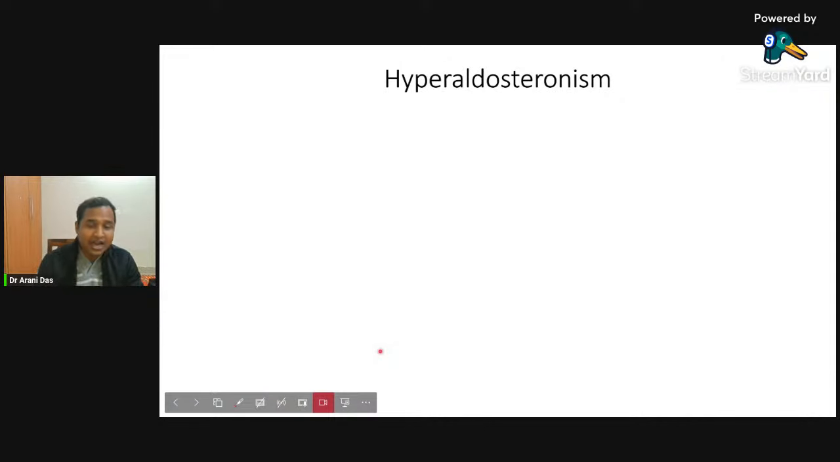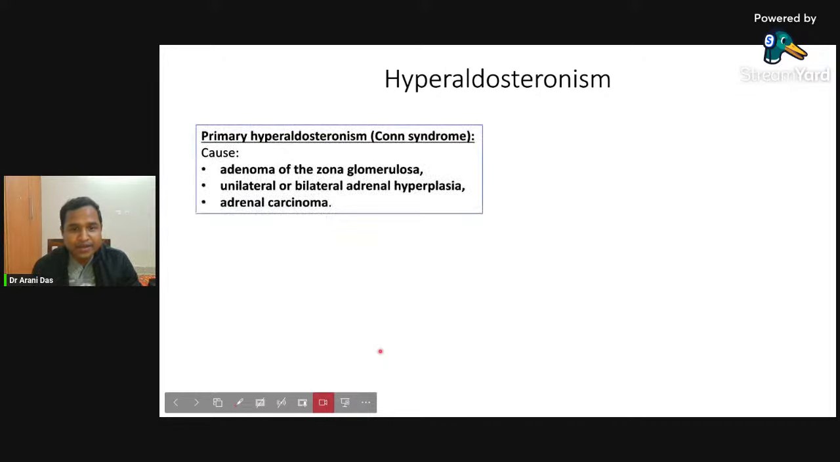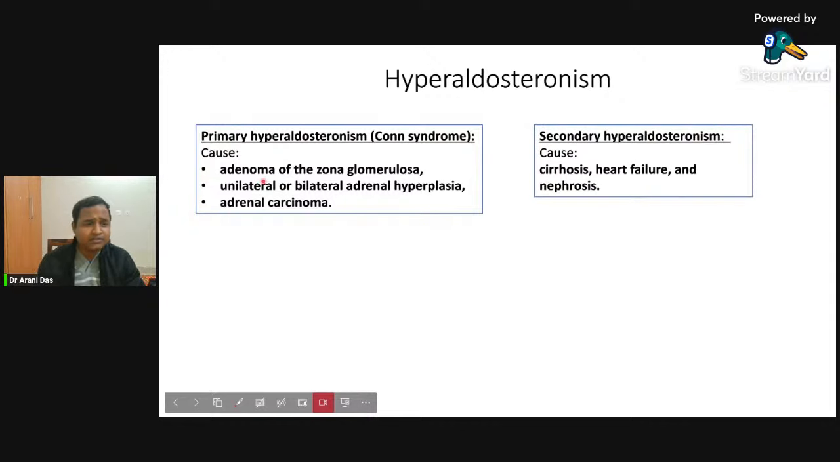The next disease is hyperaldosteronism. Hyperaldosteronism is excess mineralocorticoid action. It has two types: primary hyperaldosteronism, which is also called Conn's syndrome. Because the term is primary, the disease is definitely in the adrenal gland only. So causes will be adenoma of the zona glomerulosa. The term adenoma means benign tumor, which produces Conn's syndrome, with mineralocorticoid or androgen secretion. Other causes are unilateral or bilateral adrenal hyperplasia and adrenal carcinoma. That means all these diseases are confined to the adrenal gland only.